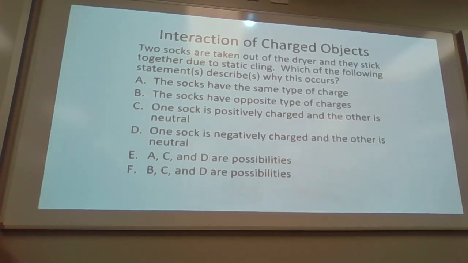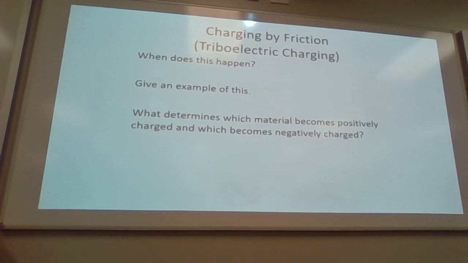Okay. Now, there are three different ways where an object can become charged. The first way, charging by friction, is something that you're probably most familiar with. If something becomes statically charged, electrically charged, it's probably this way.